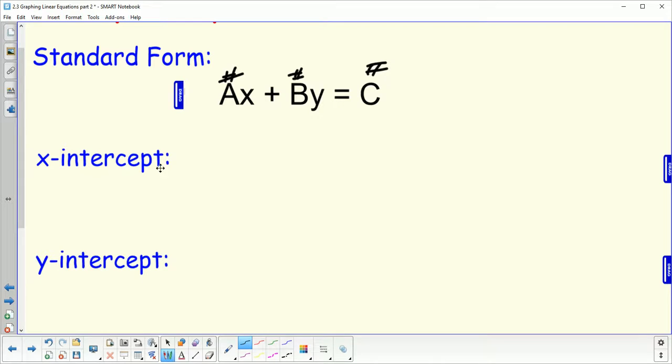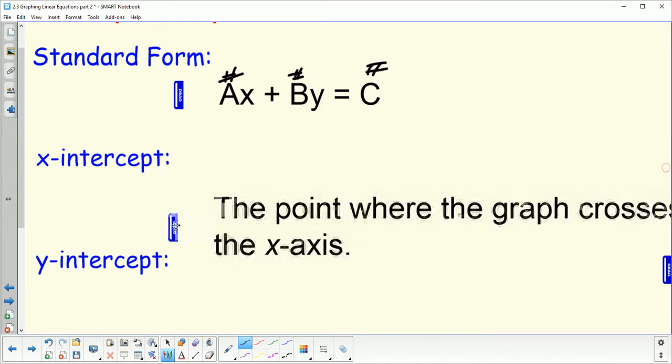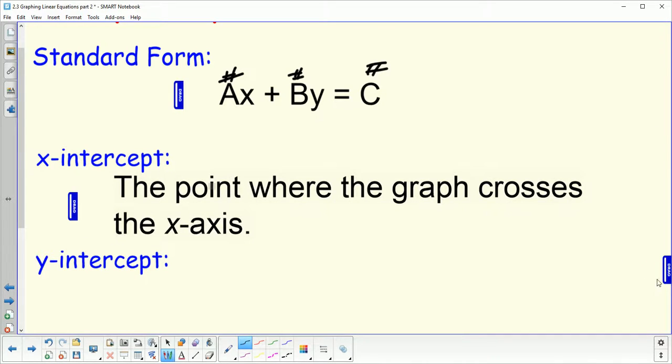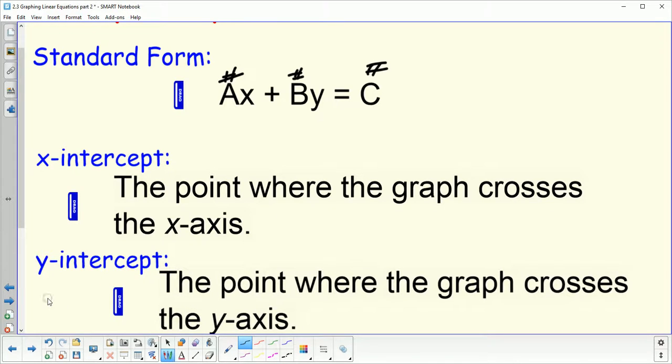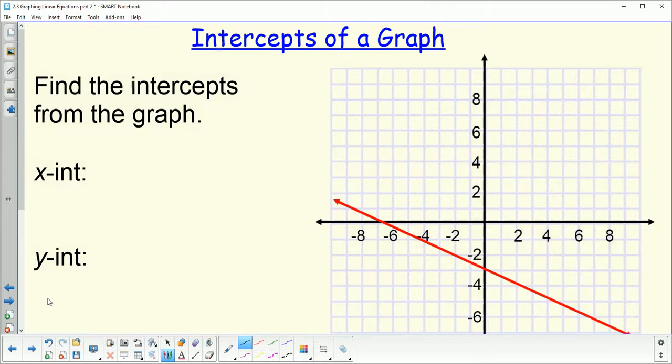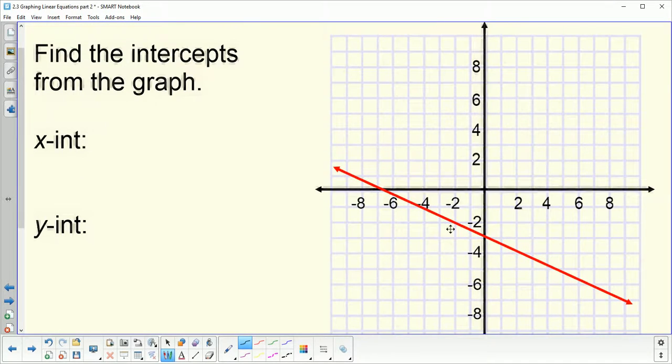What we're going to do for standard form is find both our x and our y-intercept. So a quick reminder, your x-intercept is the point where the line crosses the x-axis, and the y-intercept is the point where it crosses the y-axis. So we're going to find those two things and then draw the line connecting them. Here's a little bit of practice if we have a line.